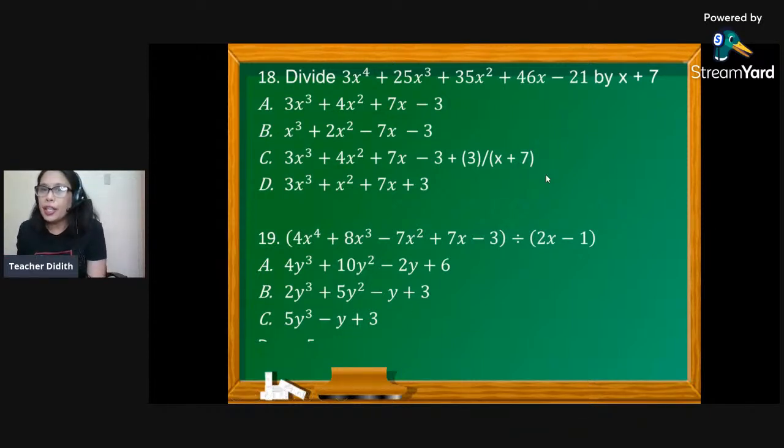In 18, you can use synthetic division kasi x plus 7 naman siya, di ba? Sige, solve na lang natin. So in synthetic division, we just consider the coefficients. In the absence of a degree, we are required to place 0.